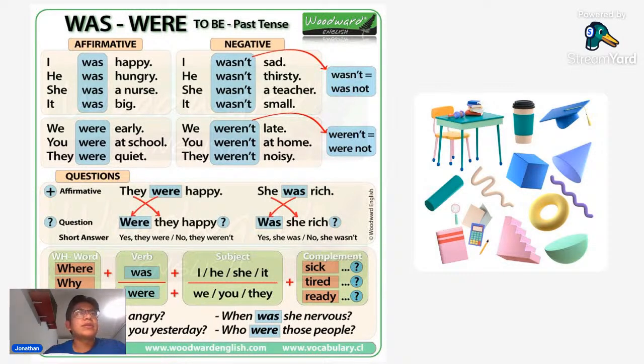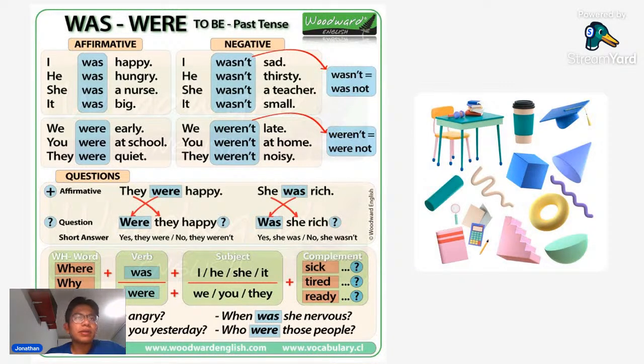So the structure is the same: subject, verb to be in past, and the complement. In negative it is the same, for example, I wasn't sad: the subject, the verb to be plus not, and the complement. And in the questions it is the same. We have first the verb to be, the subject, and the complement. Were they happy? And lastly, the question mark.